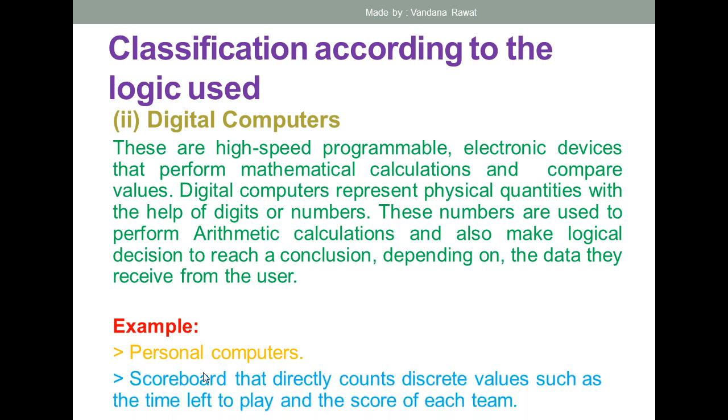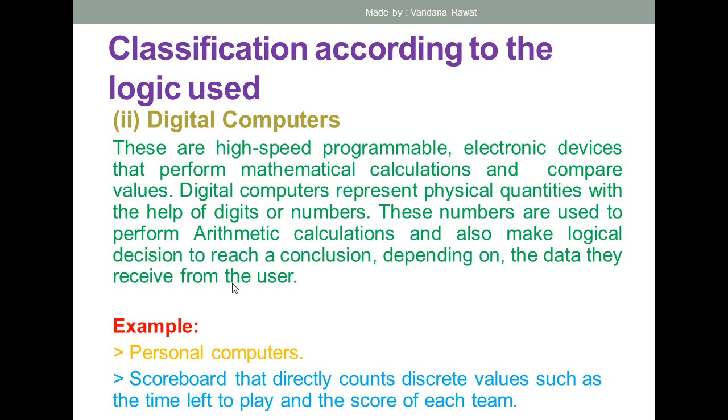Then we can have one more example, that of a scoreboard. As you will see, the scoreboard we have in any match counts the digits, and it directly counts discrete values such as the time left to play and the score of each team. That is possible with the help of a digital computer. So a scoreboard comes under the category of digital computer.